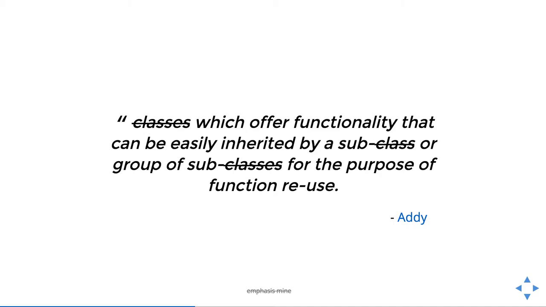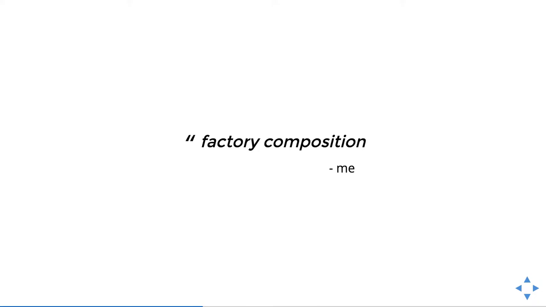Classes, which offer functionality that can be easily inherited by a subclass or a group of subclasses for the purpose of function reuse, right? So basically, we want to inherit some behavior on more than one object, on a set of objects. And this is like factory composition, if you think about it, right? We want to take all these things that create objects and merge them together into a new thing that creates objects based on the other things that create objects. Good?